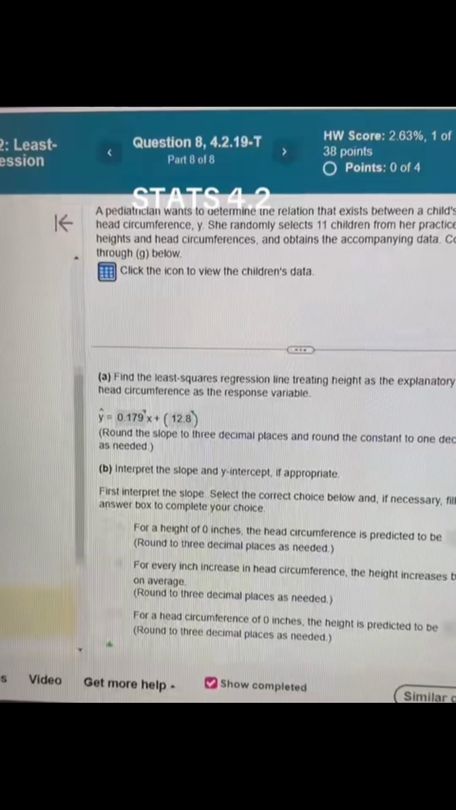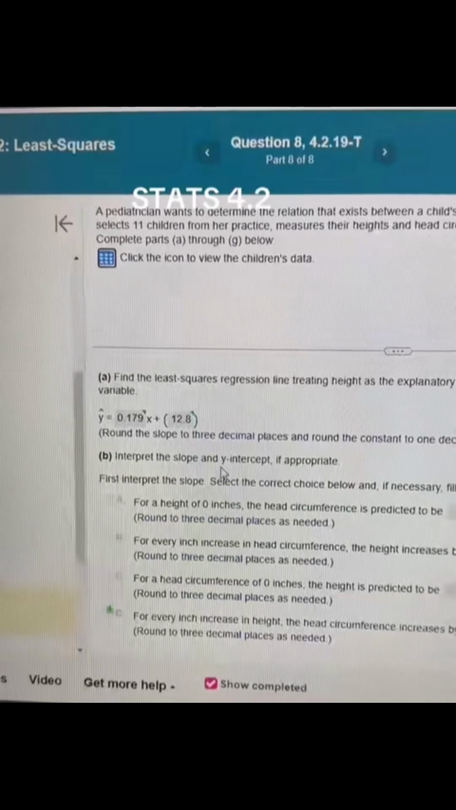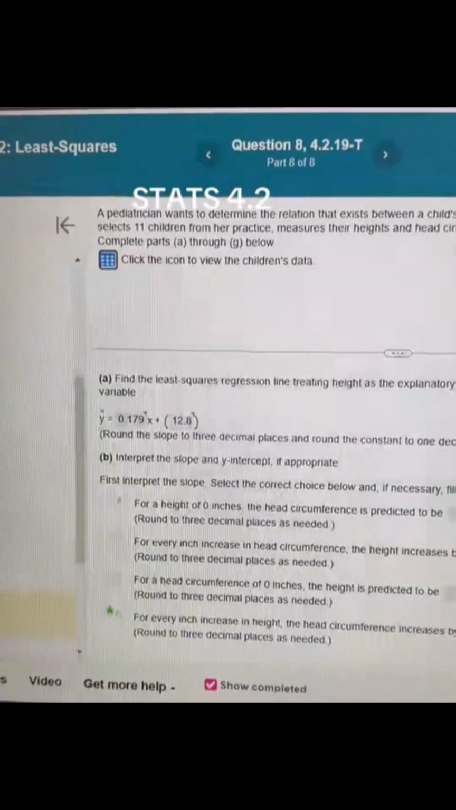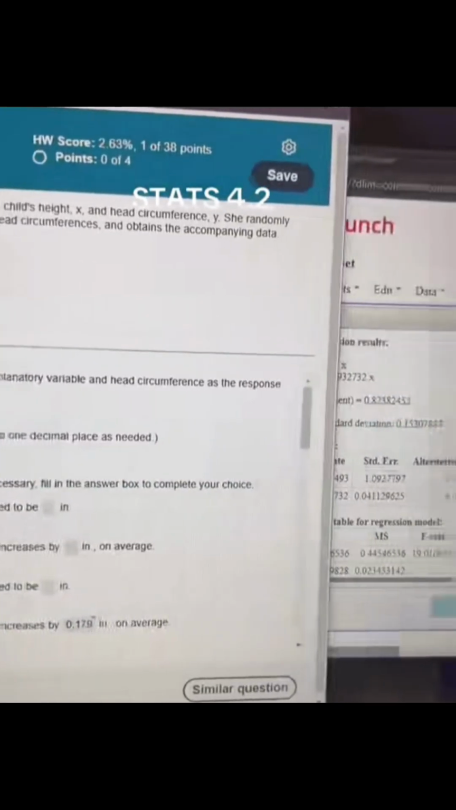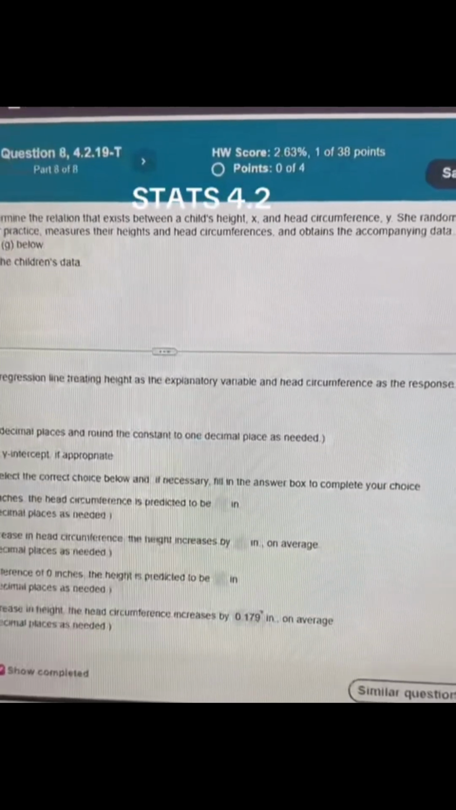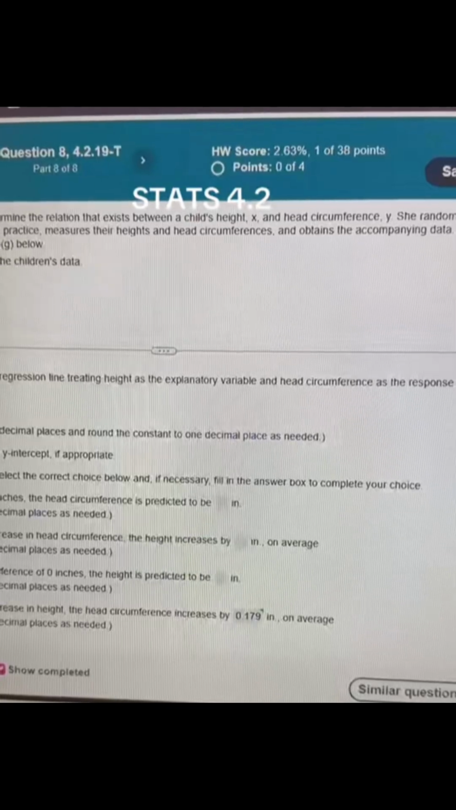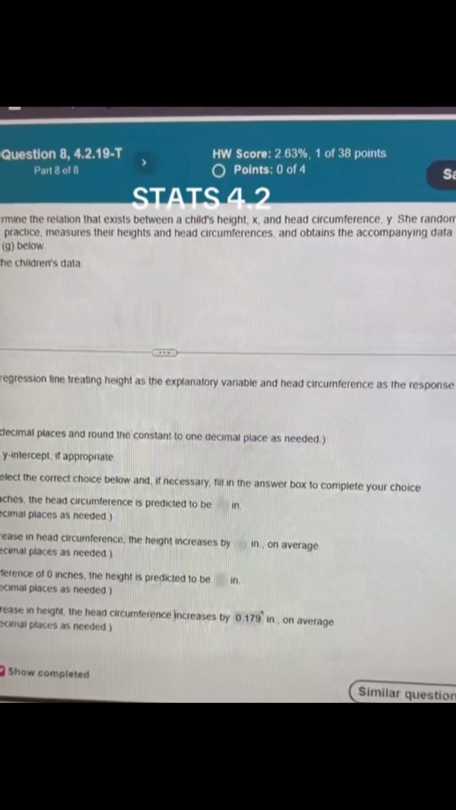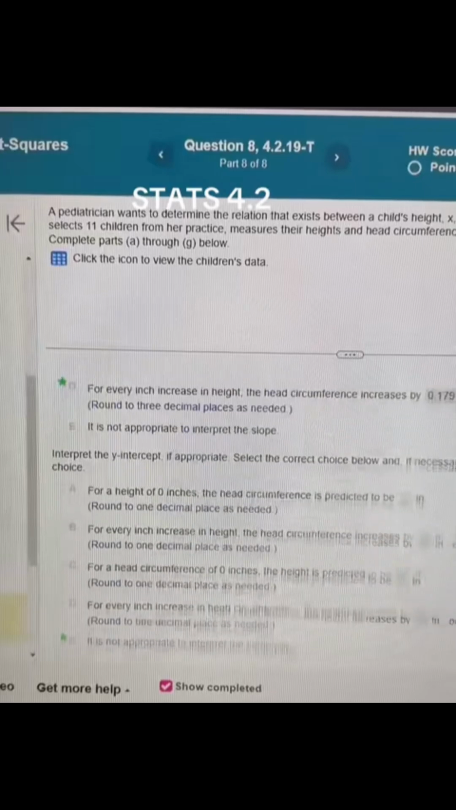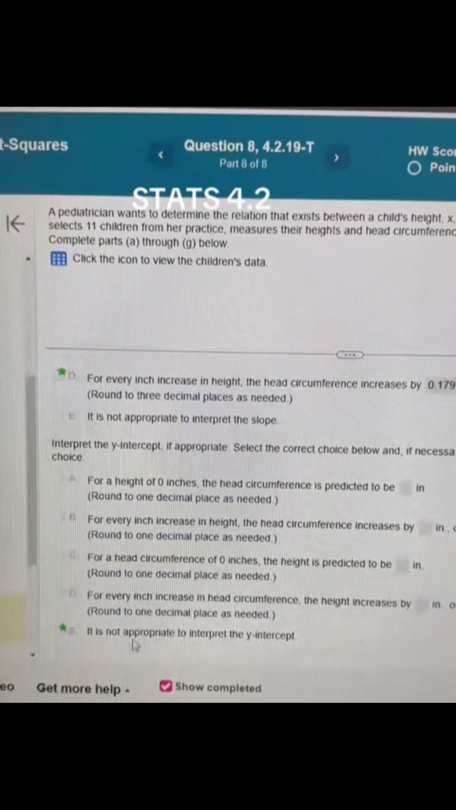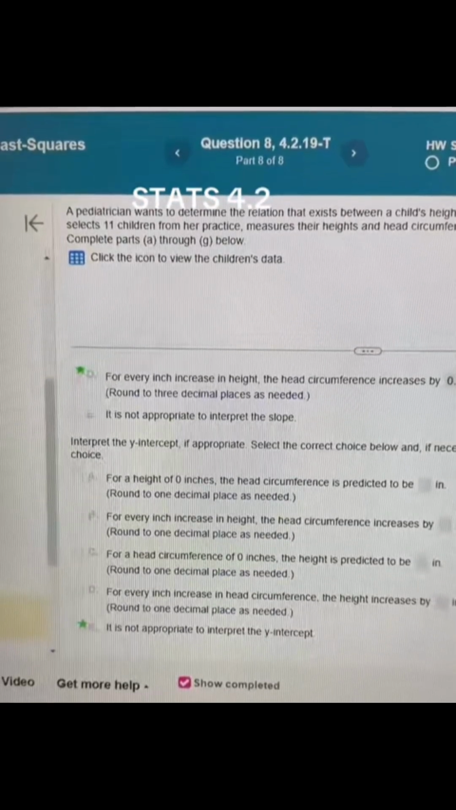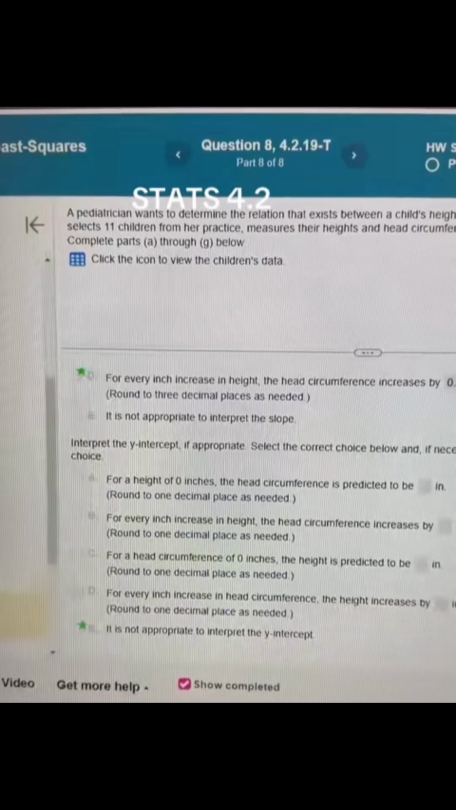Now, our answer here is for every increase in height, the head circumference increases. This is the slope. So this is your M. Sorry, this is your slope. This is your M. It's increasing. It's always going to ask for the slope first. Then there's no interpretation of the Y value because it's too large to scale.